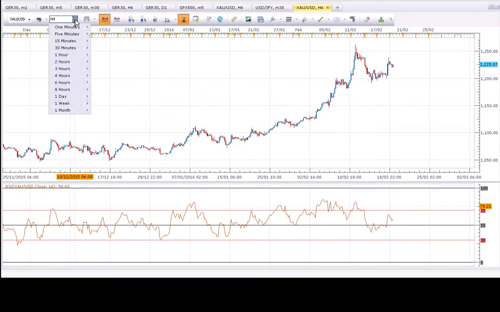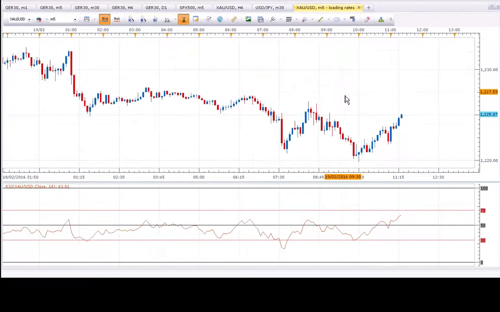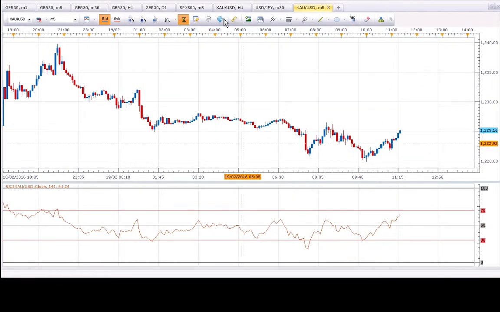So let's zoom into a 5-minute chart. We want to look for buying signals. Okay, just to really drive the point home. There was an example right there.